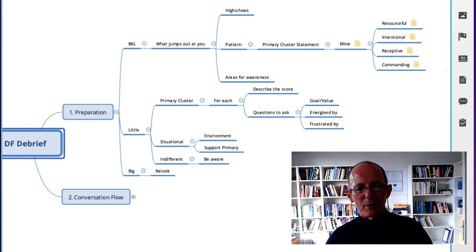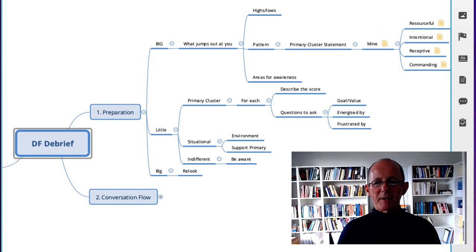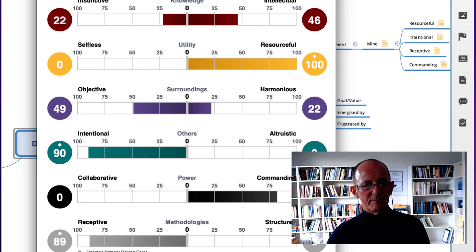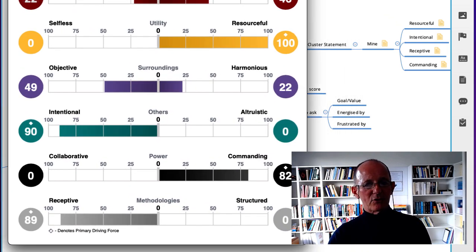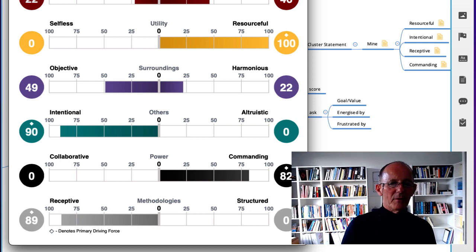So you look at somebody's report and you ask yourself the question, what stands out, what jumps out in their profile? And typically I start by looking at the continuum. And I ask myself the question, as I say, what's big? What jumps out? So the things that jump out here clearly are, number one, the primary cluster. What's the primary cluster here? And the primary cluster, you can see, is resourceful, intentional, commanding, and receptive. Here are the top four on the continuum. And so that's the first thing that one observes when one looks at that.